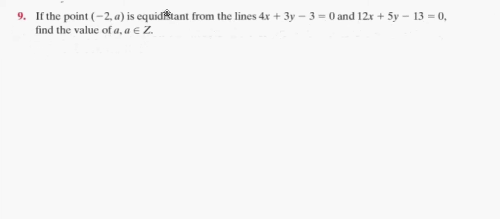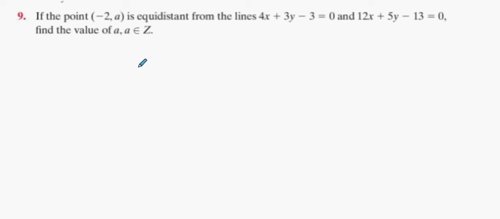If the point minus 2a is equidistant from the lines 4x plus 3y minus 3 and 12x plus 5y minus 13, find the value of a if a is an element of Z. No worries.